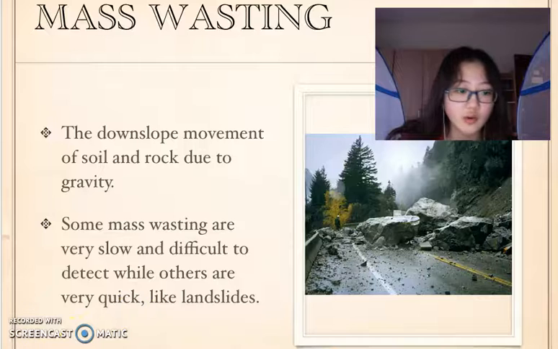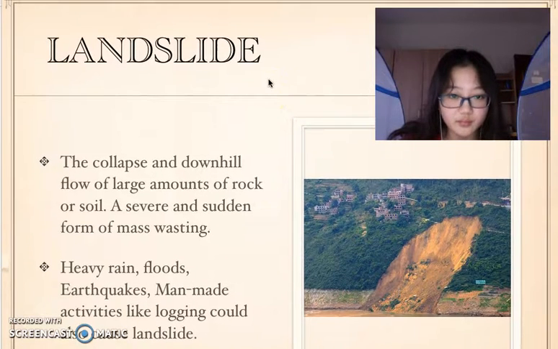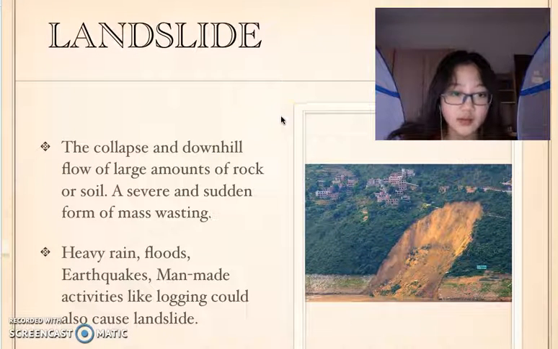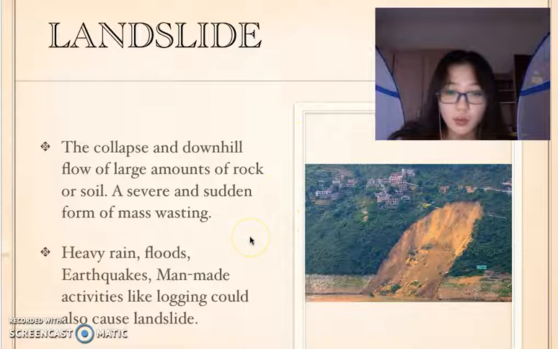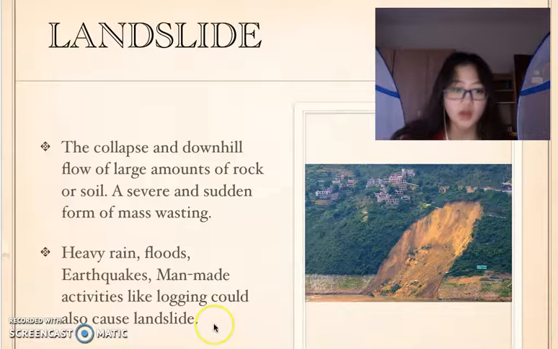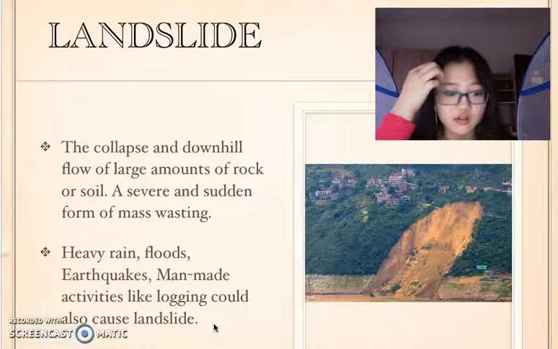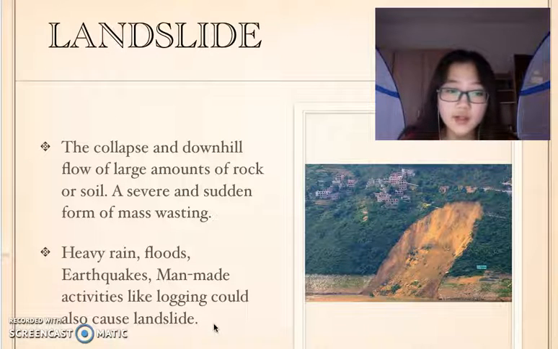Let's look at the landslide. What is the landslide? It is the collapse and downhill flow of large amounts of rock or soil, and a severe and sudden form of mass wasting. Let's look at this picture. A lot of factors will cause a landslide, like heavy rain, floods, earthquakes, or even man-made activities like logging.